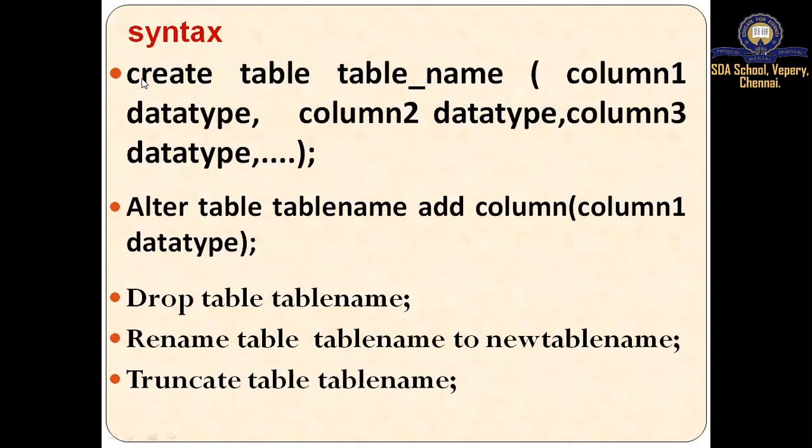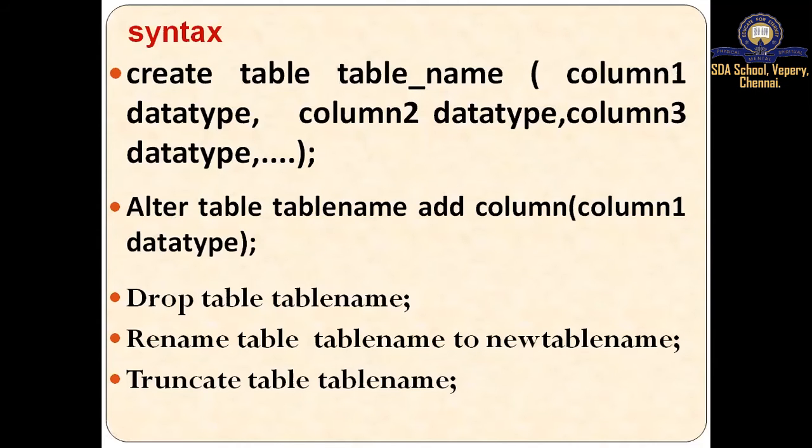For create table, the command is like this. It should start with a keyword called create, then table, table name, open the bracket, column 1, data type, comma, column 2, data type, comma, column 3, data type. Close your bracket. Once you finish creating a new table, you have to give semicolon. Clear?